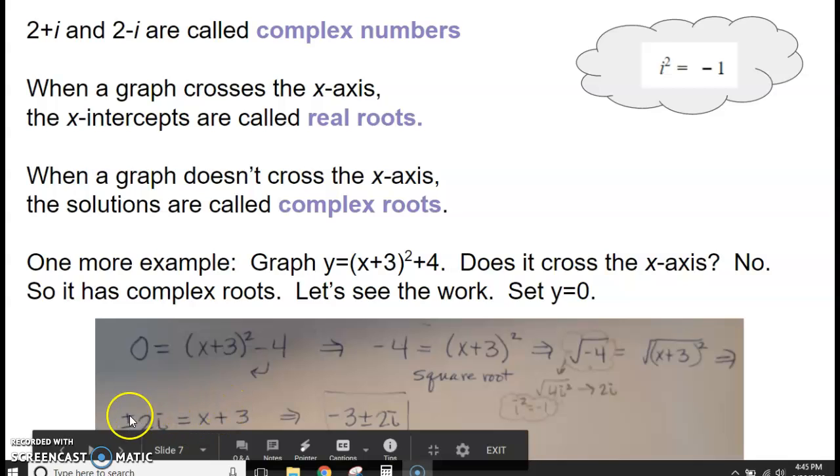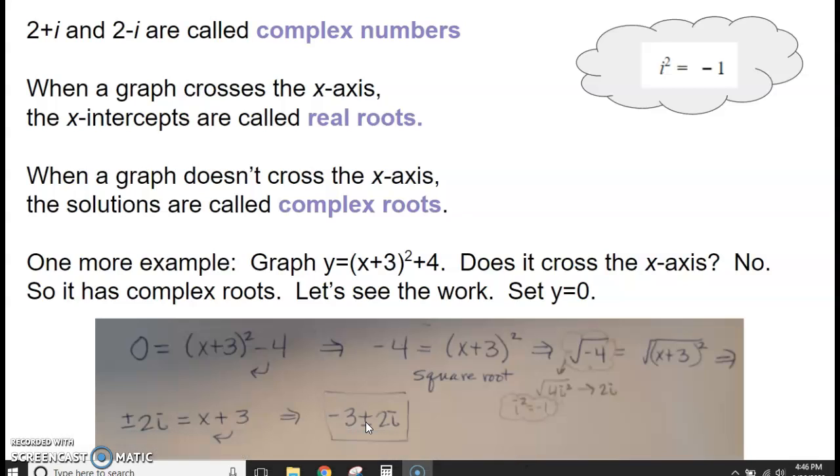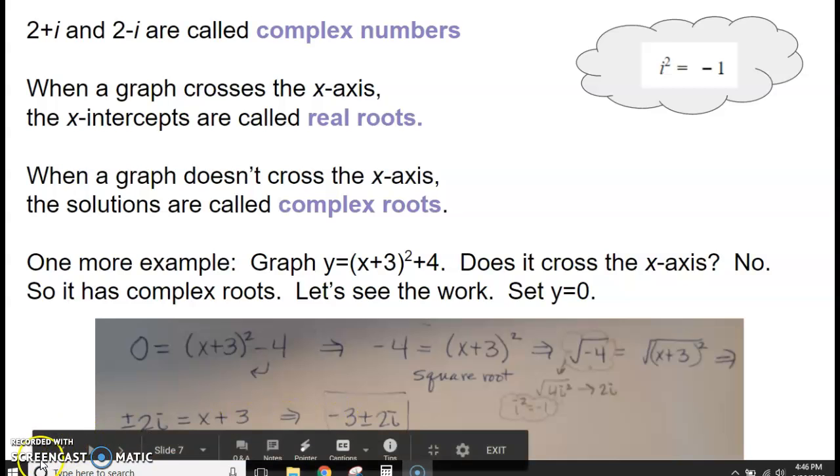So that's where we're down here now. And then finally, move the 3 over and you get negative 3 plus or minus 2i. They usually like the i term to be second. It will be very rare for you to see that being first. So get used to writing it with the real number first and then the imaginary one second. So negative 3 plus or minus 2i.